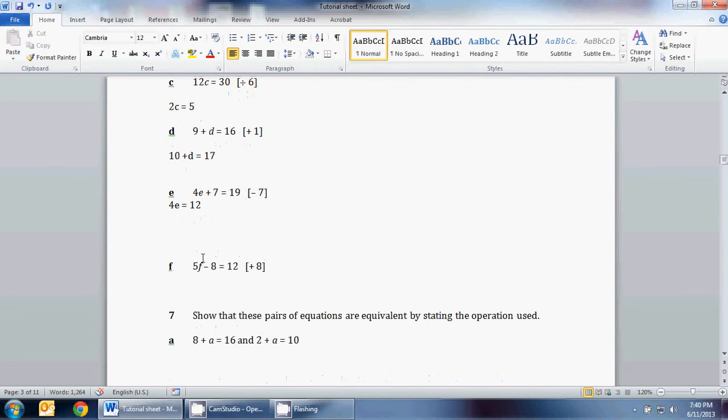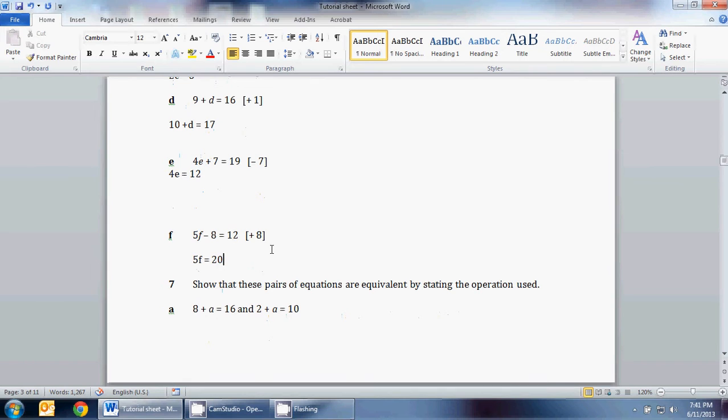Go down the bottom here, 5F minus 8 equals 12. We need to plus 8. In this situation, you owe $8 to your bank account, you make a deposit of $8 and you end up with just 5F being left over, and then you add the 8 to the 12, which gives us 20.